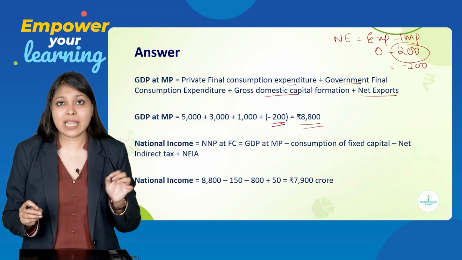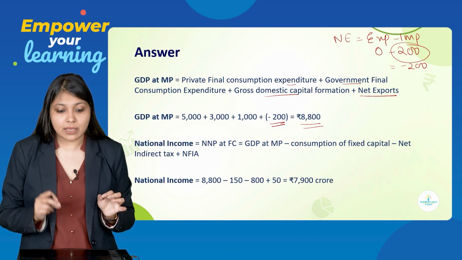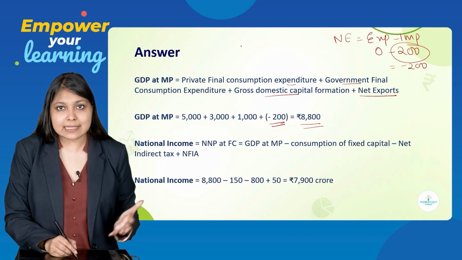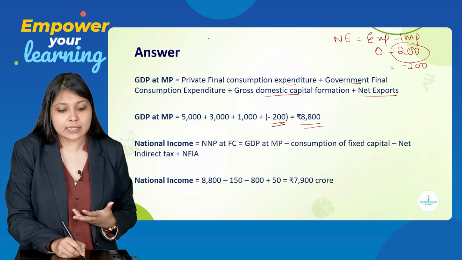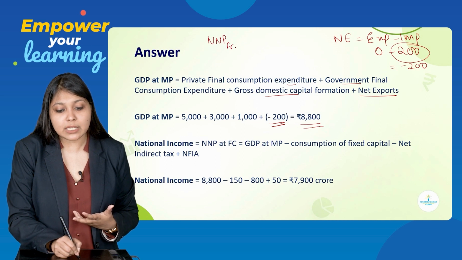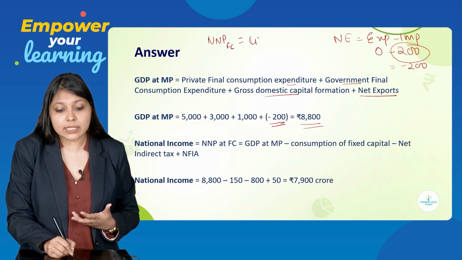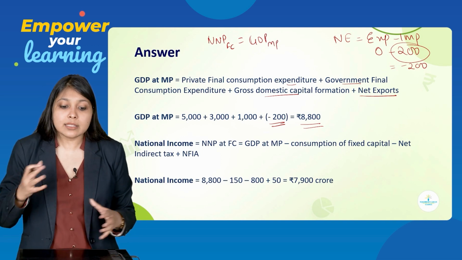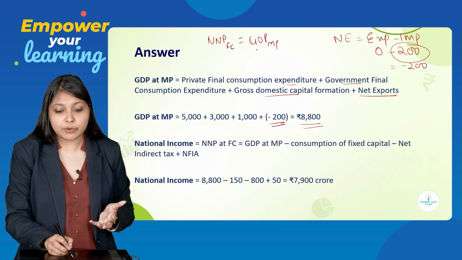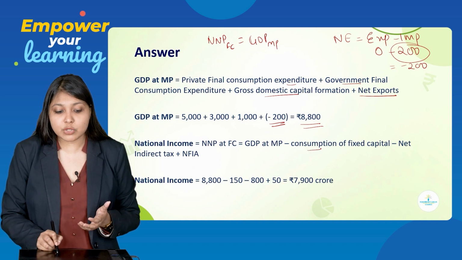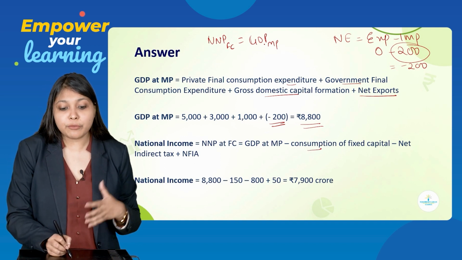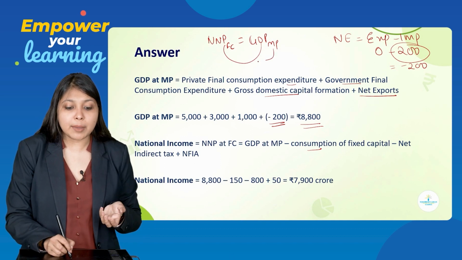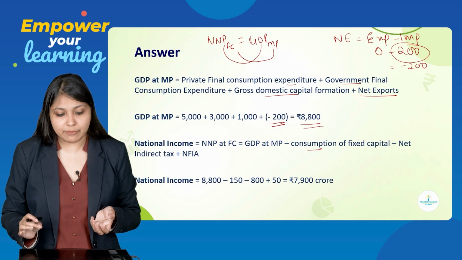Now you have to find out national income, that is nothing but NNP at FC. So the aggregate which we already have, we will keep it on the right hand side, and the aggregate which you have to find out, that is NNP at FC, keep it on the left hand side, and GDP at MP which you have already gotten, keep it on the right hand side. Start doing the conversion. To go from gross to net, we will do minus consumption of fixed capital. To go from domestic to national, we will do plus NFIA, and to go from MP to FC, we are going to do minus net indirect taxes.